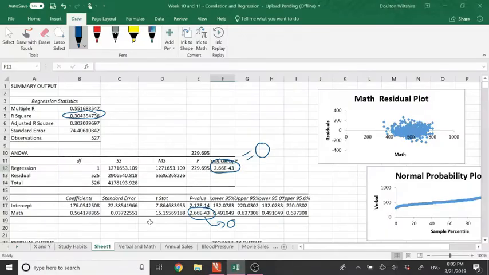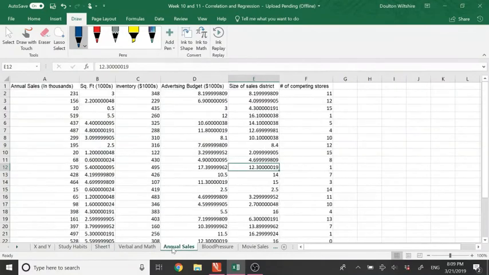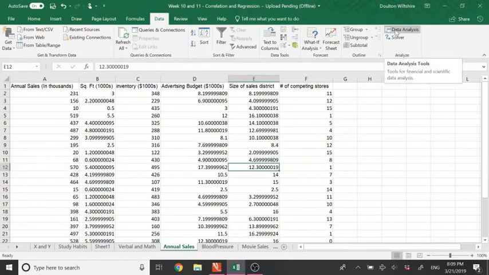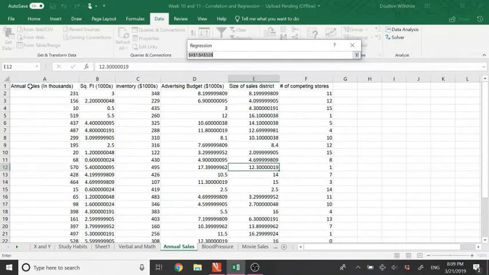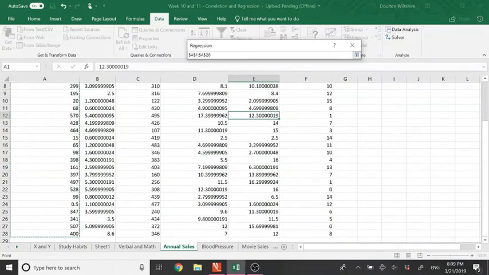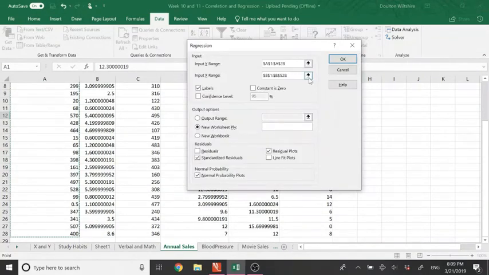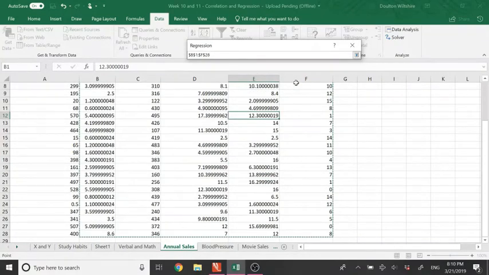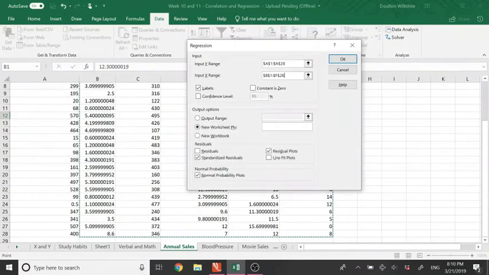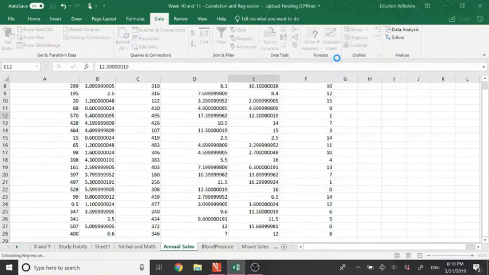So when we look at the Excel and we want to go to the annual sales tab, okay, it asks us when we run our regression, so we're going to go to data analysis, go to regression, hit OK, that our y variable, the one we're trying to predict, is annual sales. And for the x variable, it asks us to use all available information. So we've got square footage, inventory, ad budget, district, number of competing stores, and we're going to select all of that. Okay. And we're just going to hit OK there.